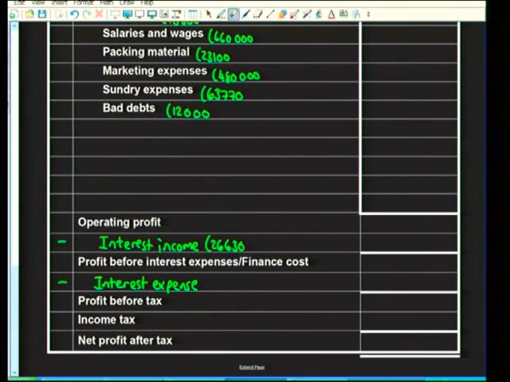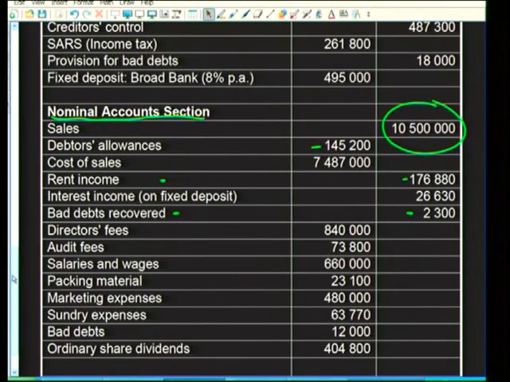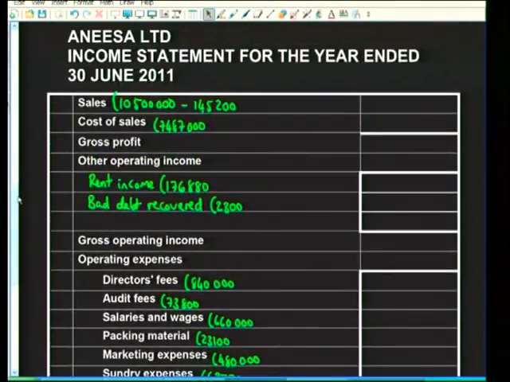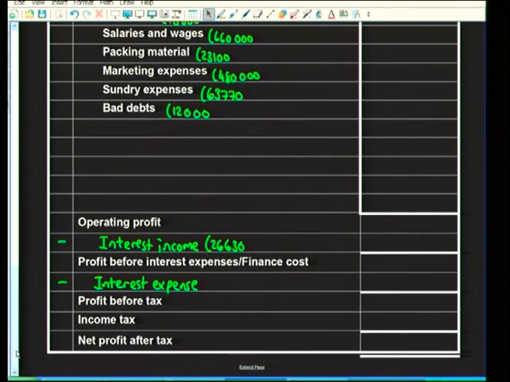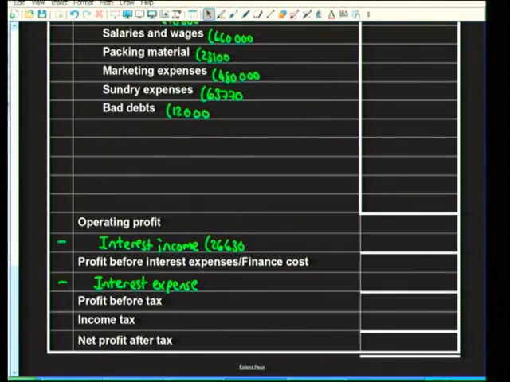That is why when I was filling in the numbers, I took the interest income of fixed deposit over here, in other words, this 26630, and I did not include it in the subheading over here, other operating income. Why not? Because interest has got its own special place in the income statement. In fact, it appears at the bottom as interest income. So I wrote it myself over here, interest income, and simply transferred that number of 26630 in here.